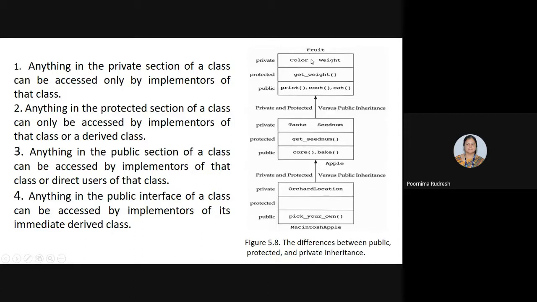So the implementers of the fruit class can access the color and weight, or the color and weight are visible to the implementers of the fruit class. Similarly, the taste and seed number are visible to the implementers of the apple class. And next, the archive location is visible to the implementers of Macintosh. This is about the first point. Anything in the private section of a class can be accessed by the implementer of that class. So color and weight are accessed by the implementer of the fruit class, taste and seed number by the implementers of the apple class, and archive location by the implementer of Macintosh apple.